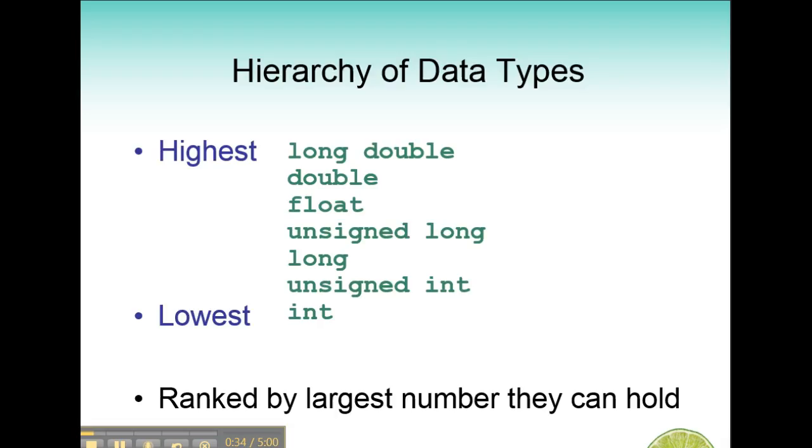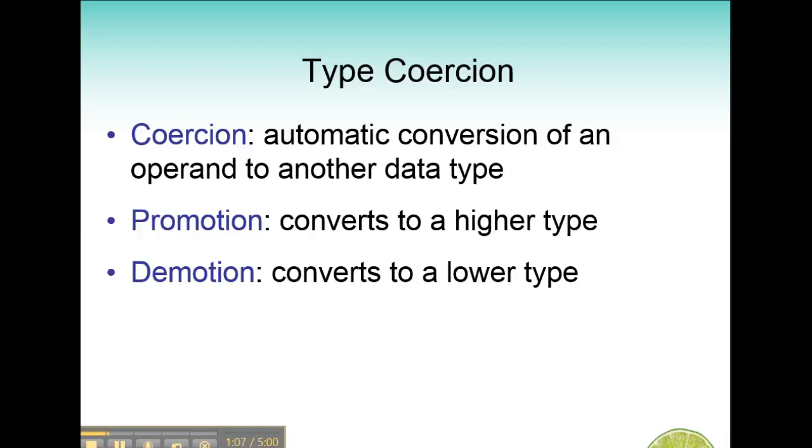So we need to know the hierarchy of data types, and you can see it here. The highest is long double, then float, then unsigned long, then unsigned int, and int is the lowest. And it just has to do with the amount of space they require. So generally what you have to be aware of is that anything that is a lower data type, according to this chart here, will be promoted up to the higher data type. 95% of the time, it might be integers being promoted up to doubles.